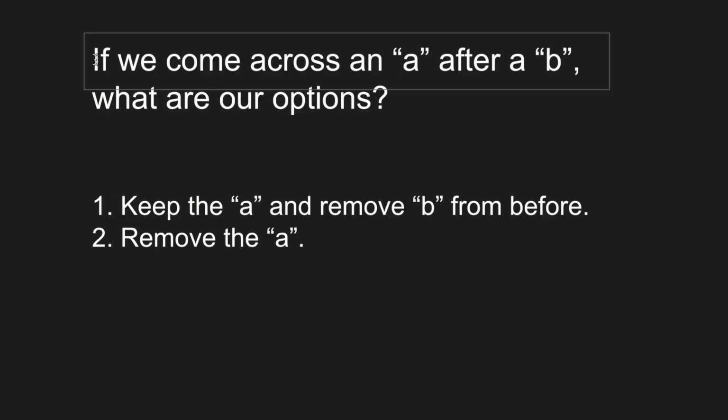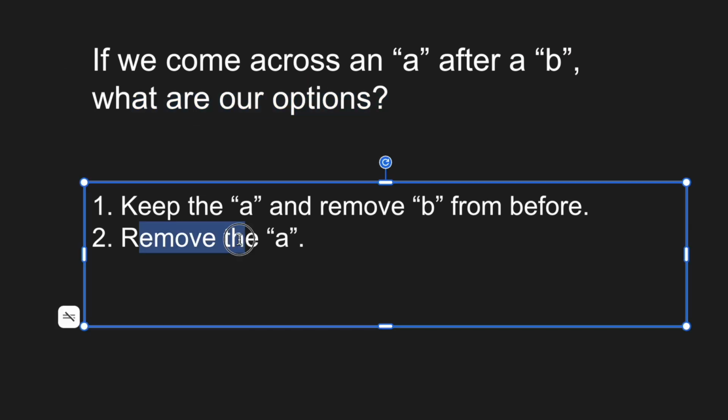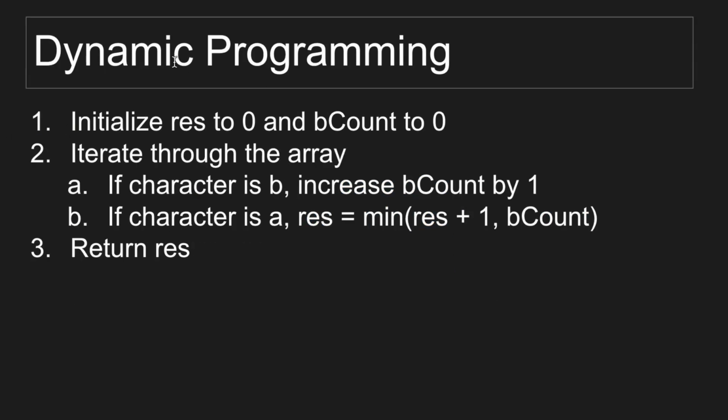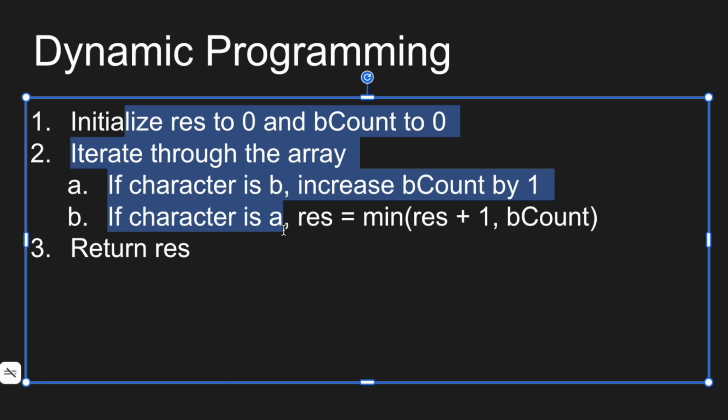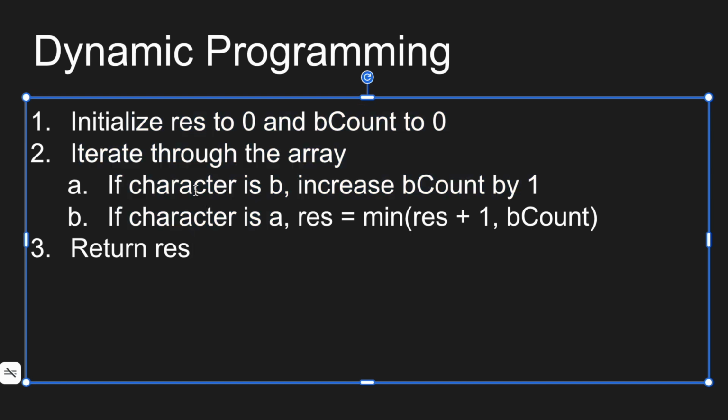To solve this problem, we should ask ourselves: if we come across an A after B, what are our options? We can either remove the A that we saw, or we can keep the A and remove however many B's that we need to remove from before. We can actually use dynamic programming, because at each iteration we are on, we are relying on the minimum number of deletions from before.